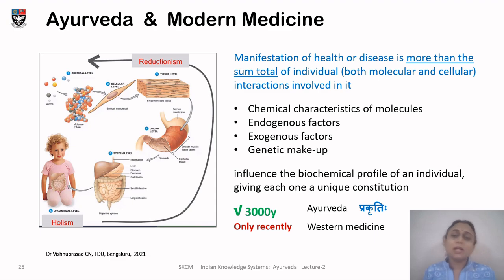This was known to Ayurveda more than 3000 years ago, and we have seen the details of this in the previous section. But this has been known to modern medicine only recently. Only in the past few decades has research been taken up where these endogenous, exogenous, genetic factors and also the chemical characteristics of biomolecules have been studied and put together to understand health and disease.